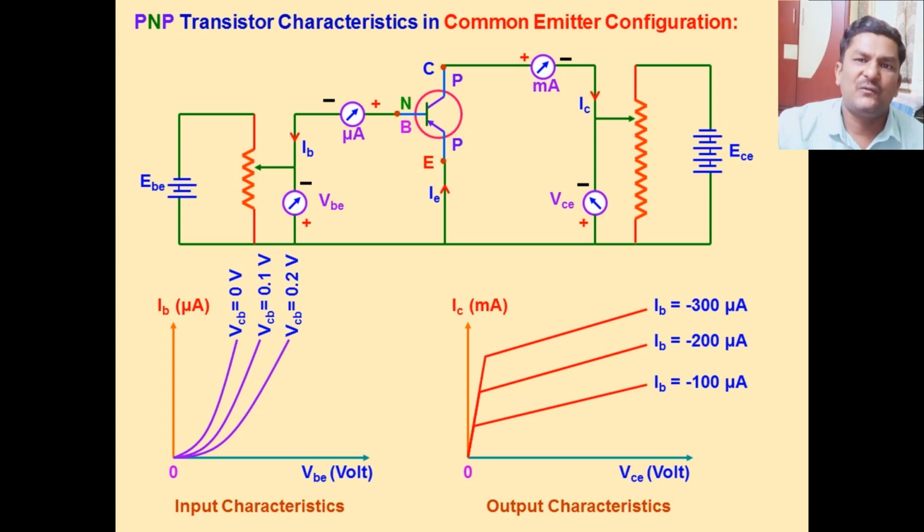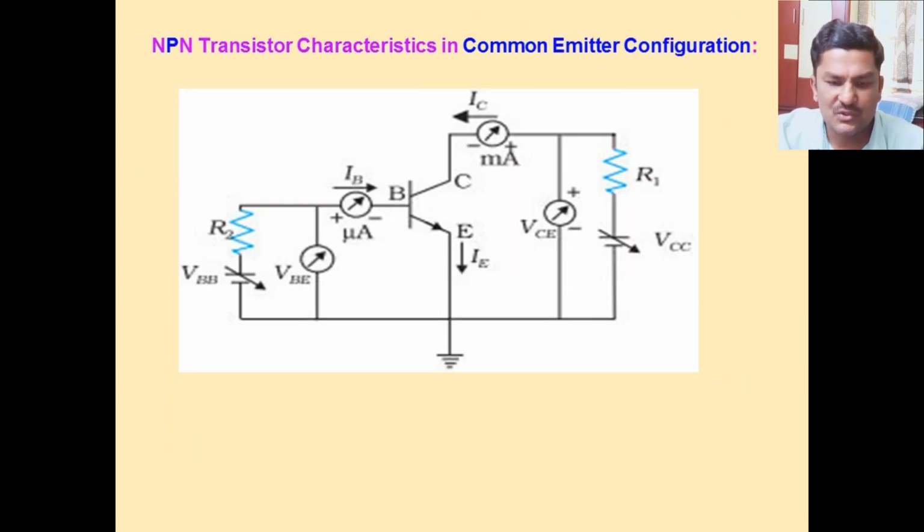And next, I consider NPN transistor in common emitter configuration only. Okay, so this is NPN transistor. In NPN transistor, P-type semiconductor is base. The direction of conventional current is from base to emitter. So in common emitter configuration, the emitter is grounded. So IB is input current, VBE is input voltage, and IC is output current, VCE is output voltage.